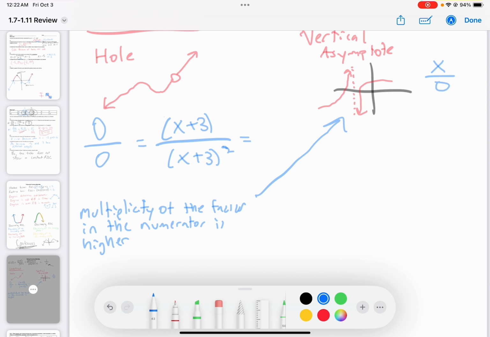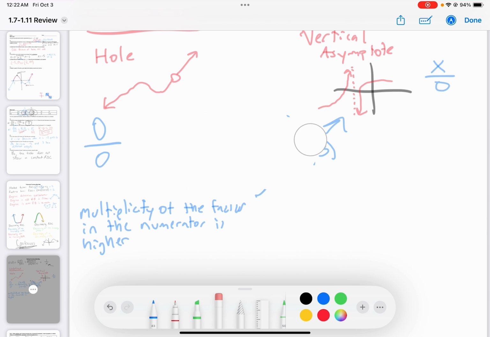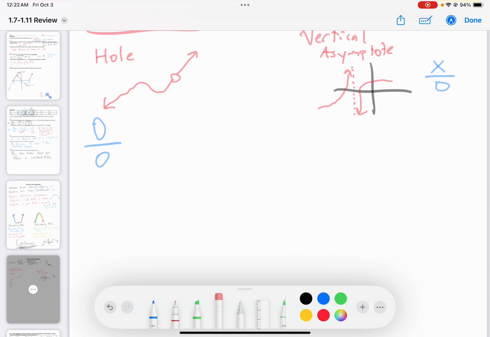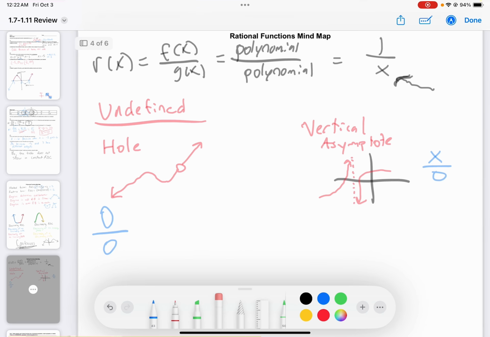And now you can use the same logic we just used. I can expand this. Well, these cancel. There's nothing left up here. And, well, if this is negative 3, this is also going to be 0. So we get 0 over 0. All right. So that's a hole and a vertical asymptote. These are where the function is undefined, right? There is no output at that x value for the function.